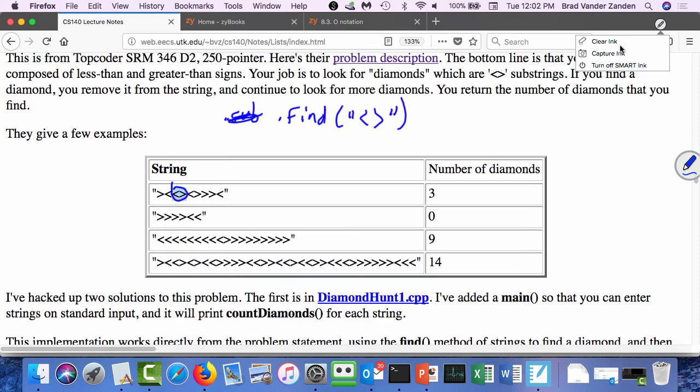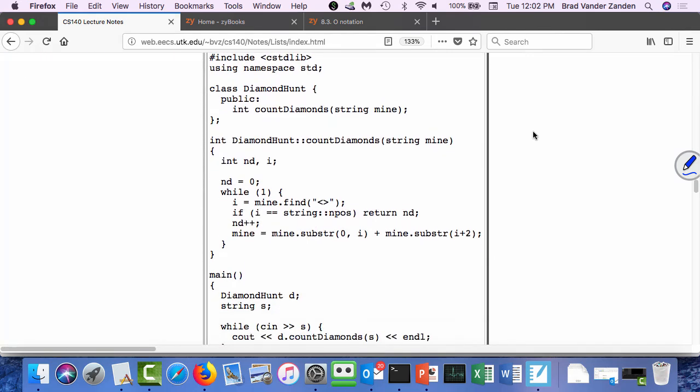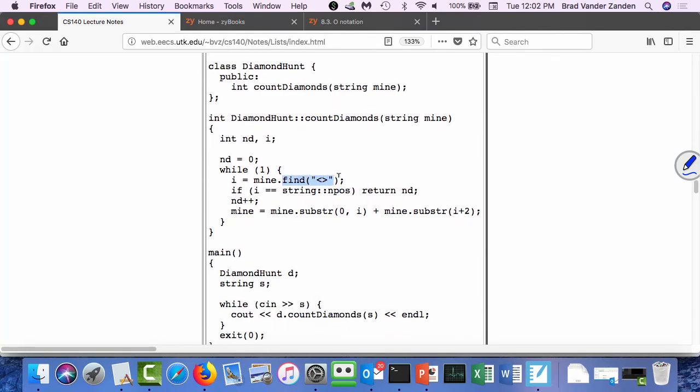In fact, Dr. Planck did that where he did a find of a diamond. If he didn't find the diamond, he returned the number of diamonds. If he found the diamond, he incremented the number of diamonds. And then what he did was he concatenated two substrings, the substring up to the diamond and the substring after the diamond. That's what this did, is concatenate the substring before the diamond with the substring after the diamond.